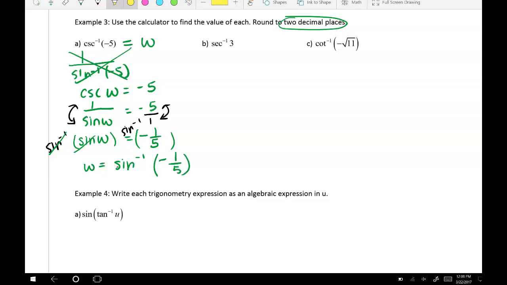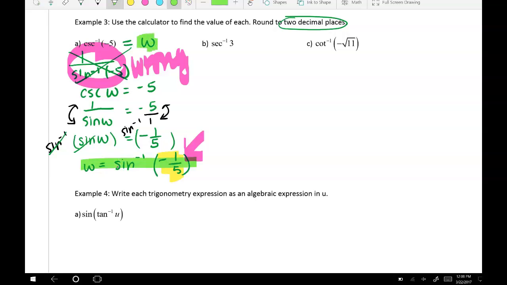So let me highlight this. You are not flipping this. See this right here? Wrong. You are flipping the ratio of the sides. So to get an answer for W, you need to punch this in. I'm going to wait on you. Can you please take out your calculator and do me a favor and punch it in?